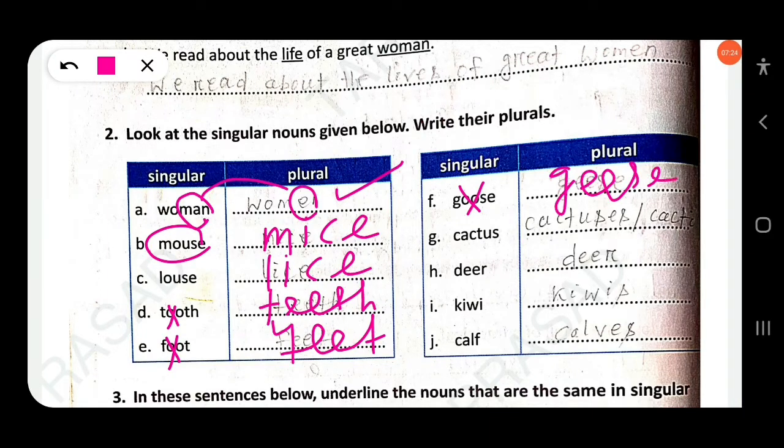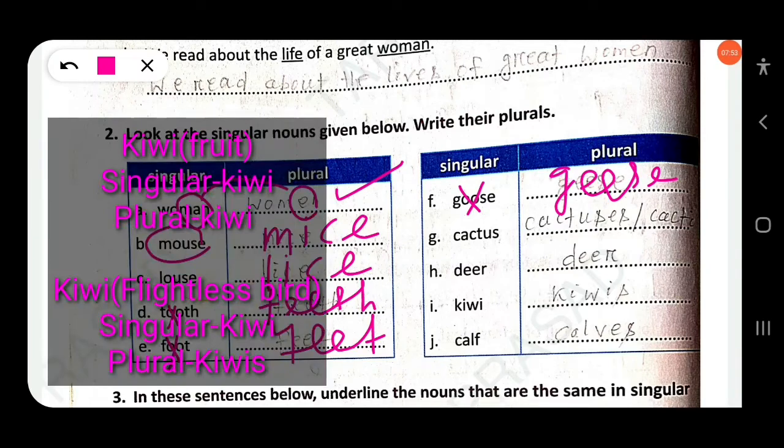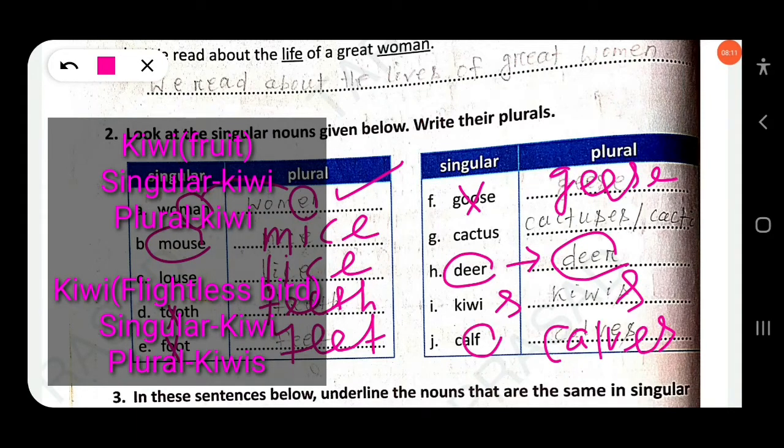Goose, geese. Cactus: the plural can be cactuses and also cacti, both can be accepted here. Then next, deer. Its plural form remains the same: deer. Kiwi: you just have to add "s" to make it plural. Calf, as we have already discussed in the previous questions: calf, calves. You just have to add "ves" in place of "f". Clear?